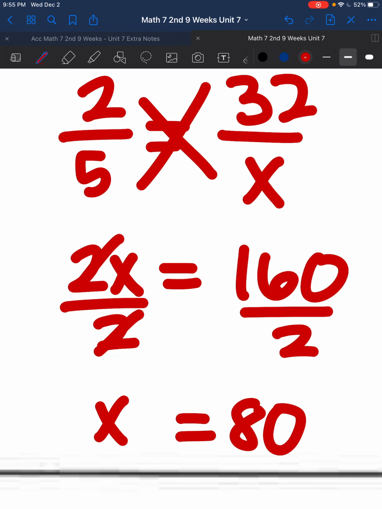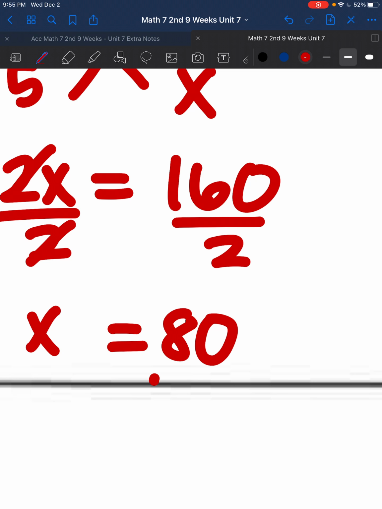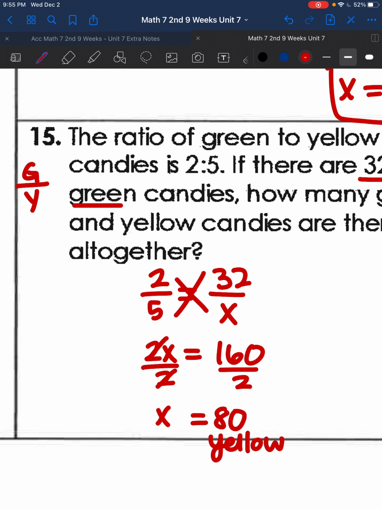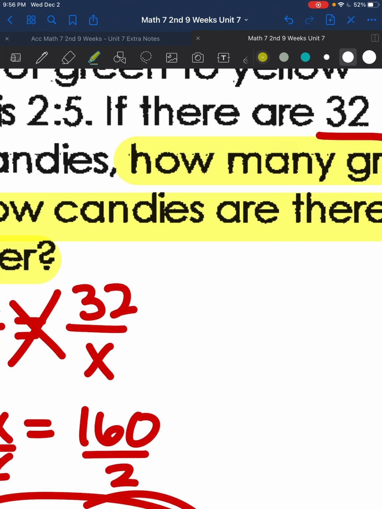Okay? So now, to get that x by itself, I'm going to divide by 2 on both sides. And x equals 80. So there are 80 what? 80 yellow candies. So this is important information, but it's not my answer, because the question asks how many green and yellow candies there are all together.